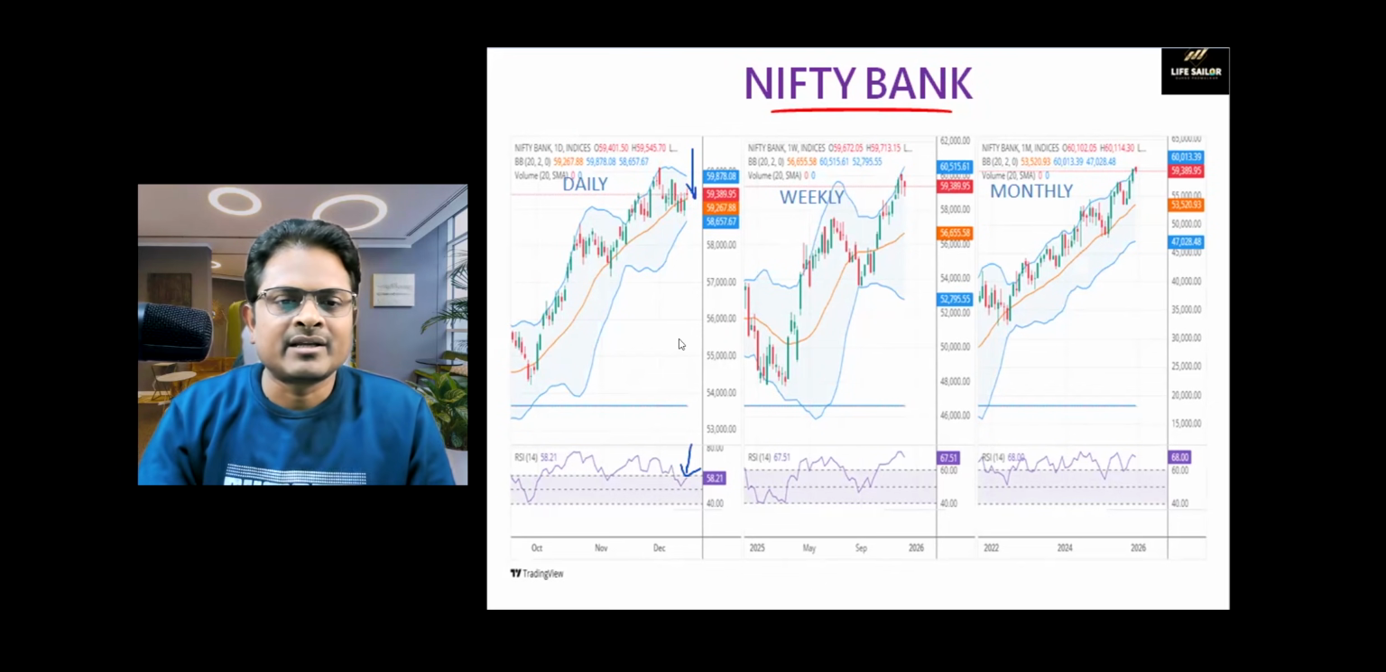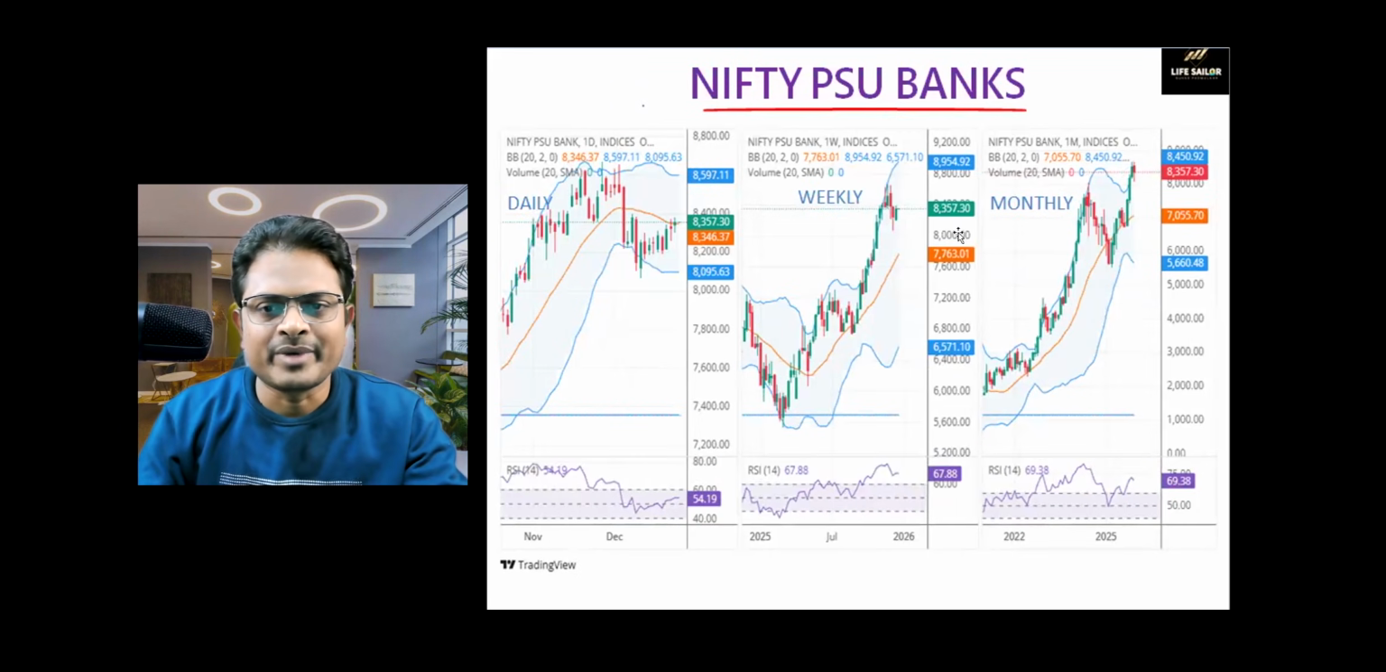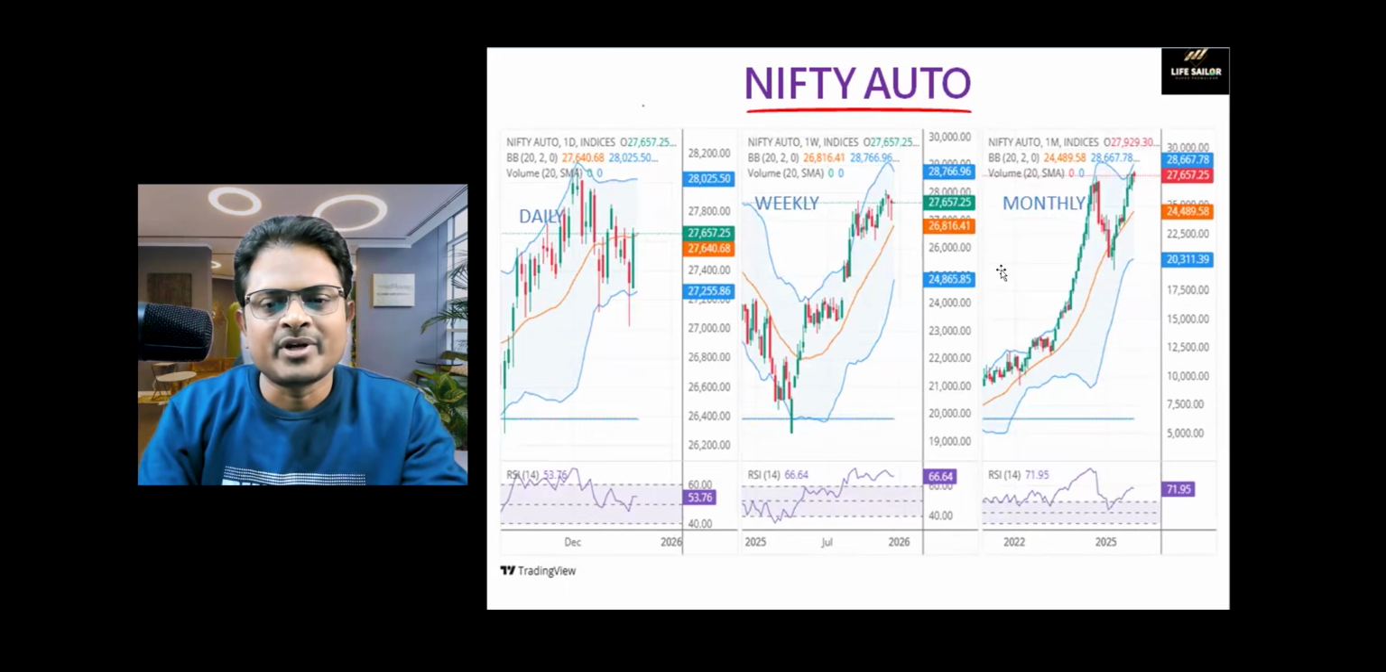If we are getting confirmation, then only we can make a bearish view. Nifty PSU Bank also has monthly and weekly RSI above 60, but daily RSI is between 40-60. So on daily we can see a little bit of sideways market down from the previous high, but no major worries as on date. Nifty Auto weekly and monthly charts are above RSI 60, bullish trend. On daily a little bit of retracement is happening.